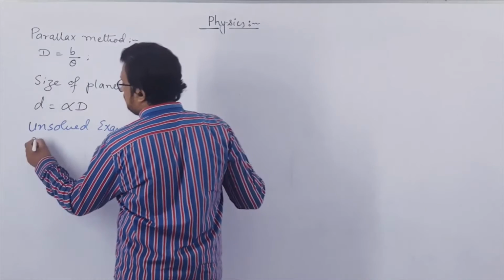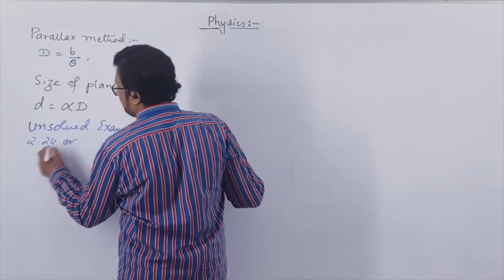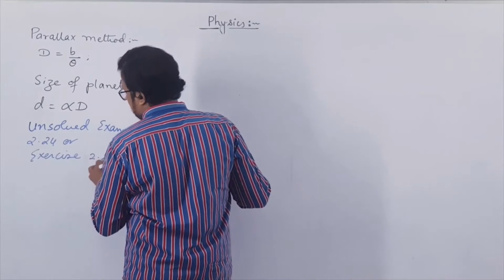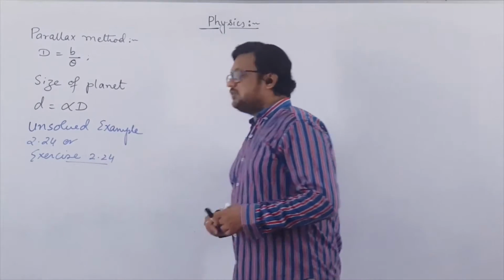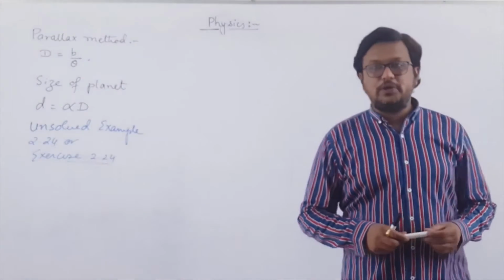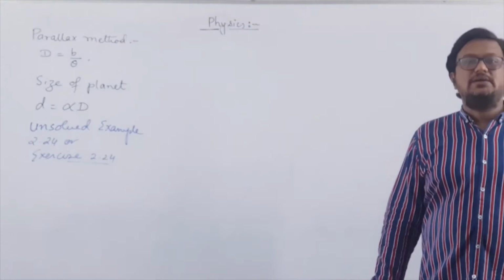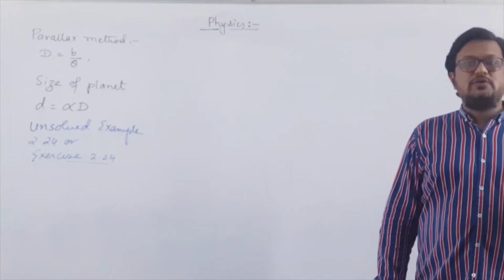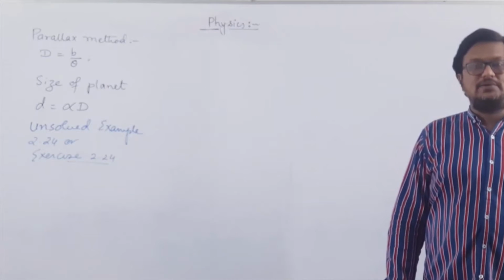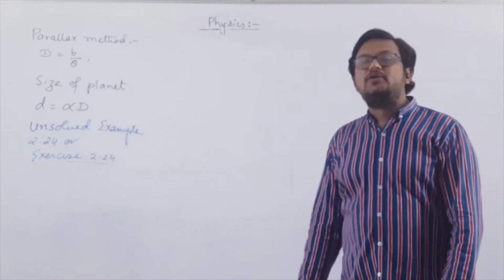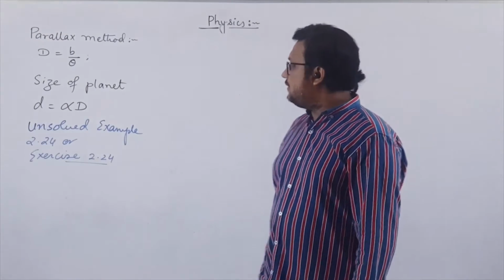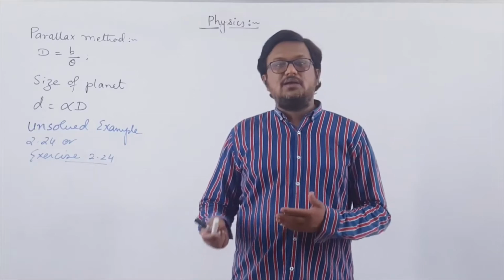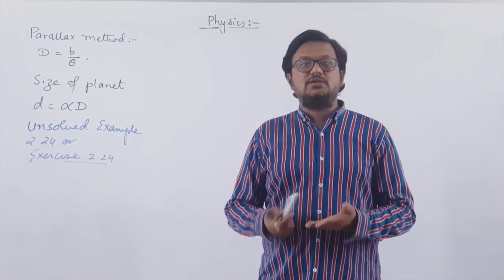Unsolved example 2.24, or exercise 2.24, whatever you want to write. Generally I will write unsolved example 2.24. Now in this example we have to find the diameter of Jupiter. The distance of Jupiter from the Earth is given, and the angle made by the two observations from the Earth is also given.